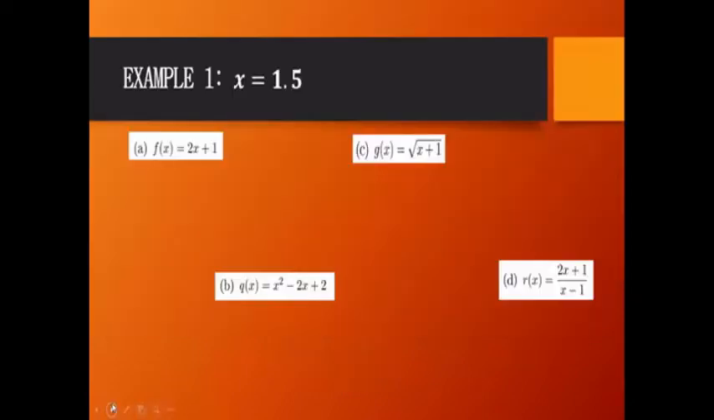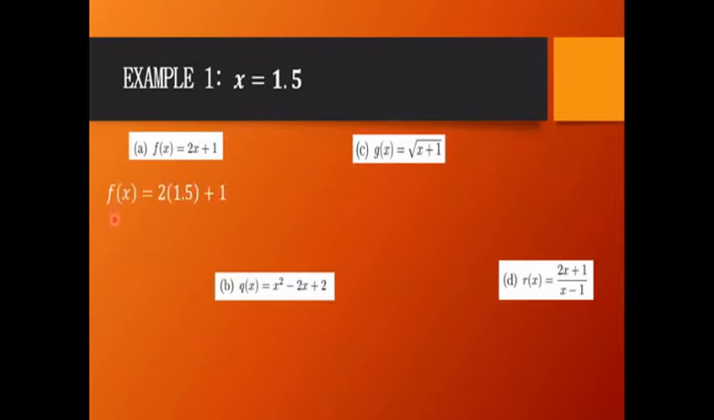Okay? So let us start with the first example. And as you can remember, ito din yung functions na ginamit natin last week sa discussion natin sa lesson 1. Pero yung x natin dito, iba na yung value. X is equal to 1.5. And then, ang gagawin lang natin dito is papalitan lahat ng x variables ng value natin, which is 1.5. Okay? So, this is a very easy part. Kasi alam ko naman, junior high school pa lang, nag-evaluate na kayo ng functions.